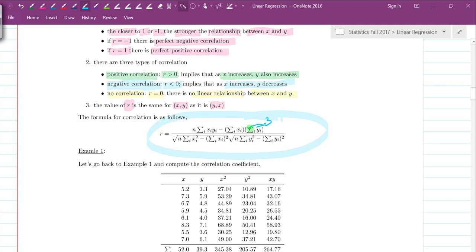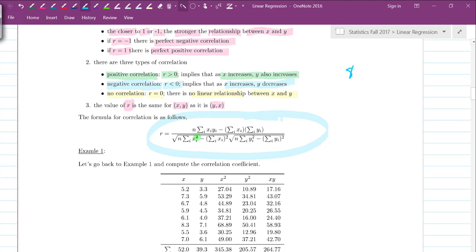The next thing we have to look at is our n right there. Well, again, our n is our sample size. So in this case, what is our sample size? It's 1, 2, 3, 4, 5, 6, 7, 8. So n would be equal to 8 in our current example.